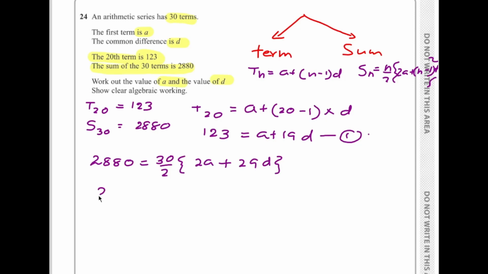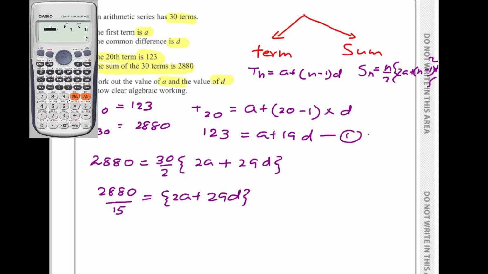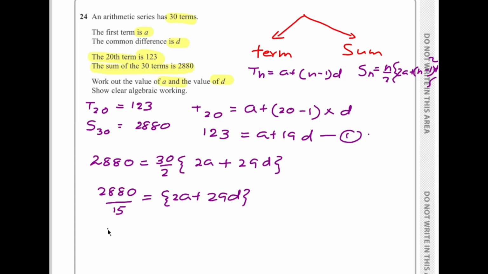Now, 2880, I'm sending this one to this side. Then this is 15 divided by 15 equals 2a plus 29d. Once we divide this, 2880 divided by 15 equals 192. So 192 equals 2a plus 29d, second equation.